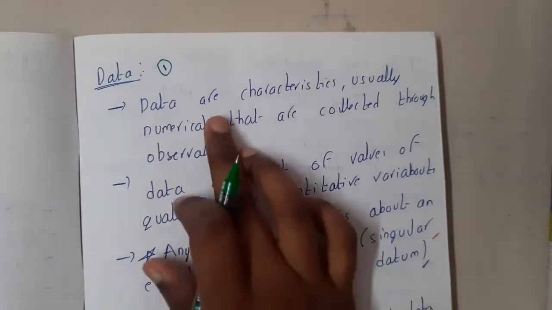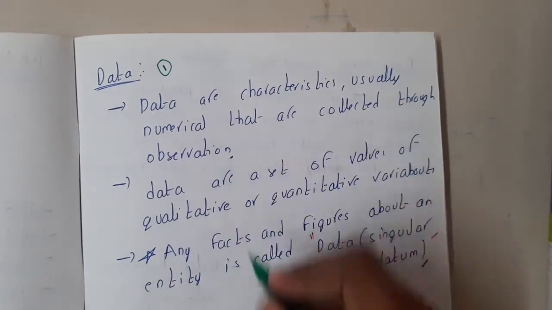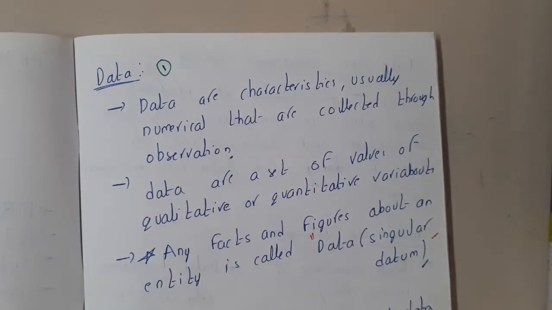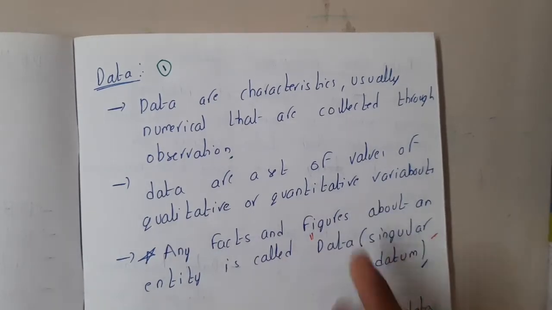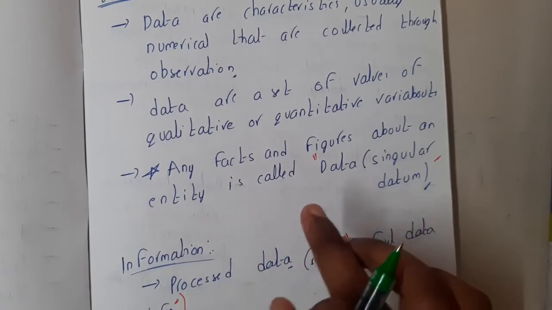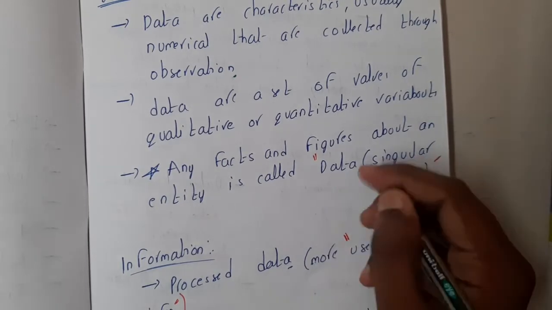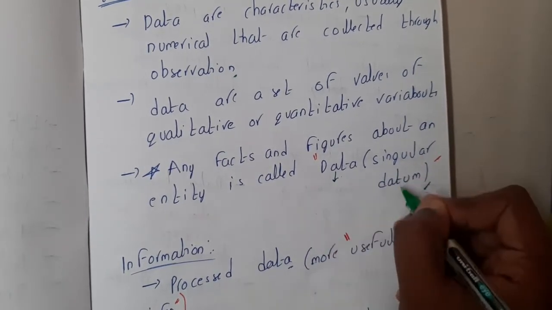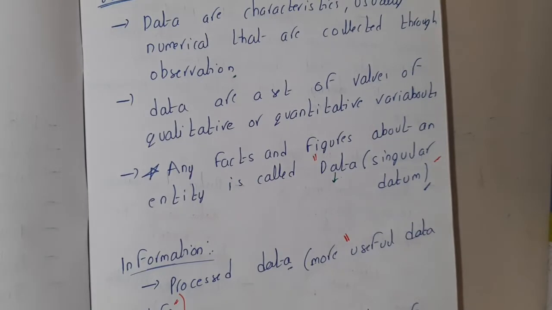Data are the characteristics, usually numerical, that are collected through observation. Whatever we are observing, we note it down and collect it, and that in turn is called data. Data are a set of values of quantitative or qualitative variables. Any fact and figure about an entity is called data, and datum is the singular, guys. Okay, data is the plural and the singular for data is datum. Basically whenever you are collecting something blindly for no particular reason, that is nothing but data.